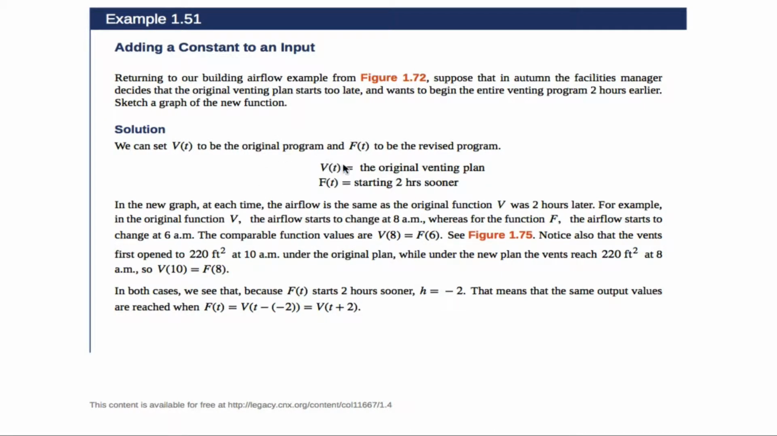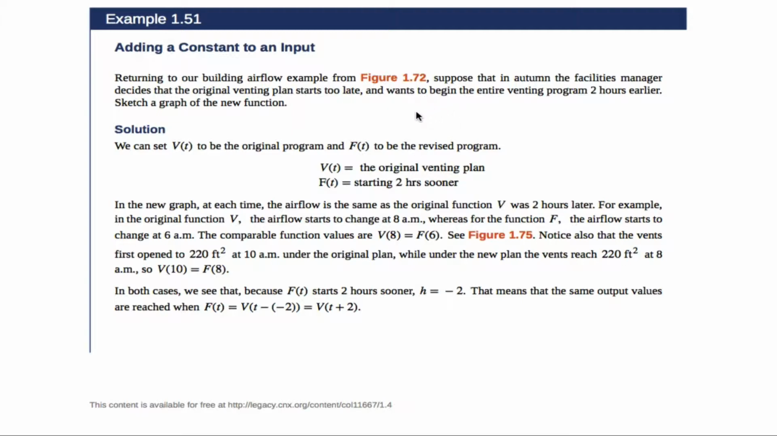In this example, unlike the previous one, I'm going to be affecting the input to the function, not the output of the function. We saw an example similar to this earlier where the function gives the amount of air going through these vents as a function of time. In one example, I said I just want more air going through. I want to increase the output, the amount of air coming through.